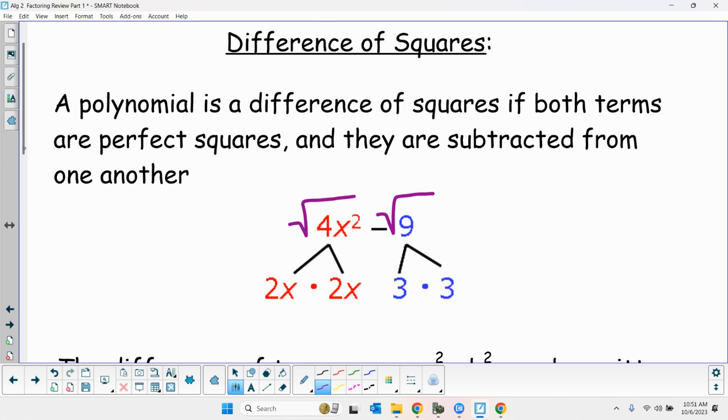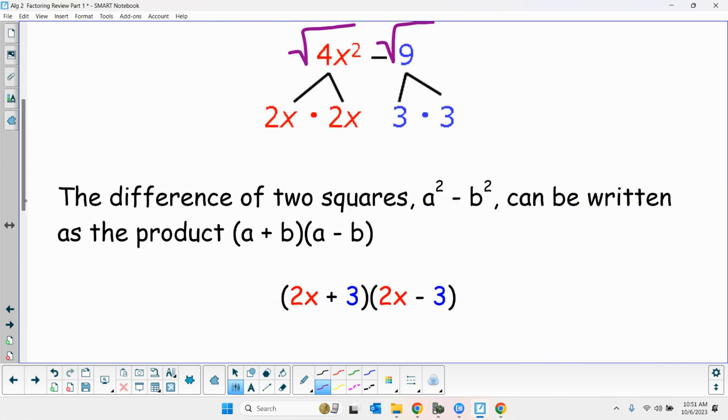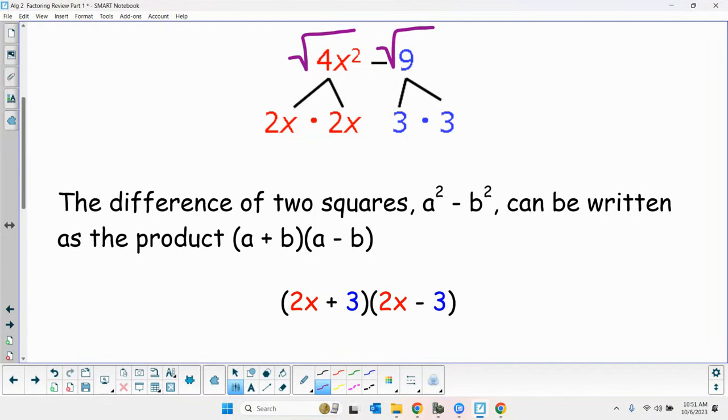All right? And here's what you do. The square root of 4x squared is 2x, and that goes in the front of both sets of parentheses. The square root of 9 is 3. That goes in the back of both sets. And then one's addition and one's subtraction. All right, one of each, a plus and a minus, or a minus and plus. But that doesn't matter. But again, the way I got 2x was taking the square root of the 4x squared. The way I got 3 was taking the square root of the 9. Okay?